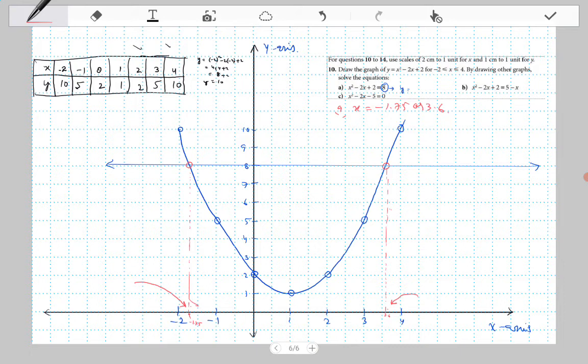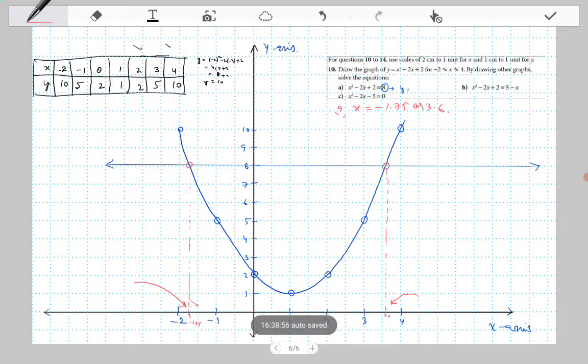Let me check with the book answer. In question number 10, the book answer is a little bit different from my answer, and it's not a matter to worry because it's actually a sketch, and you can see my curve is freehand drawn, so it's not necessary that my answer will exactly match with the book answer.